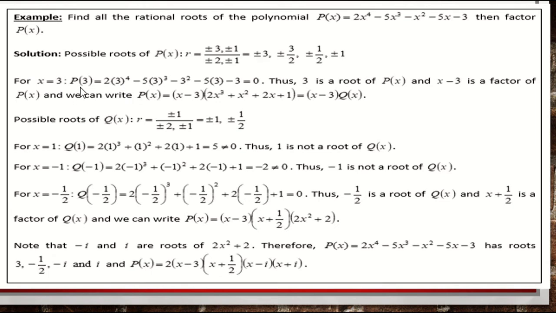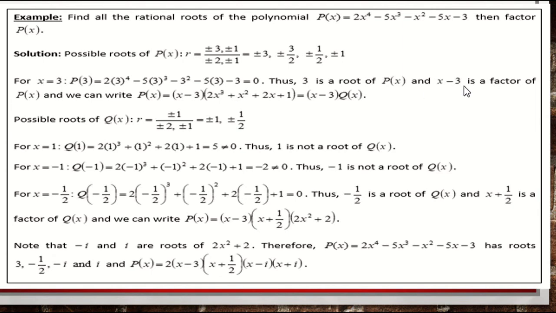So, we have here p of 3. So, ato siyang i-substitute sa kada x sa atong polynomial nga given. Okay, ang resulta nato is 0. Thus, kung 0 ang atong result, 3 is a root of p of x. Kay 0 man, so ang 3 root siya sa atong p of x.